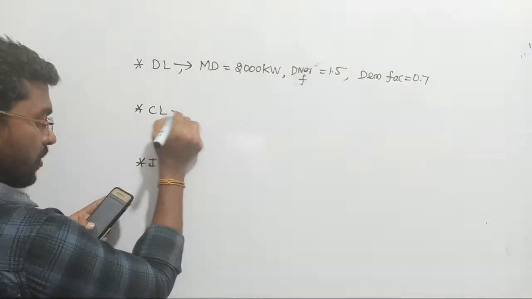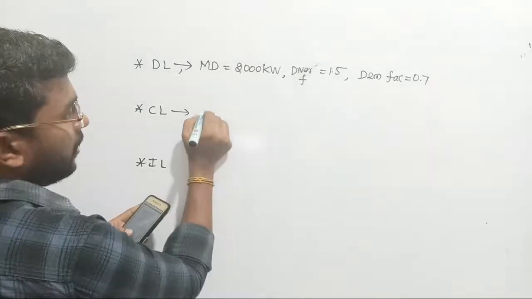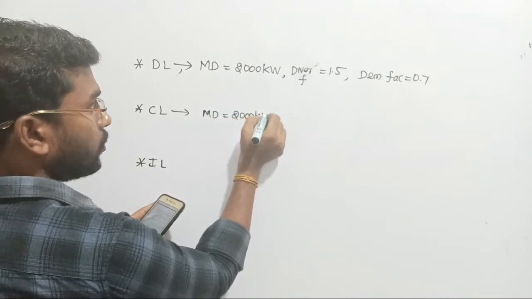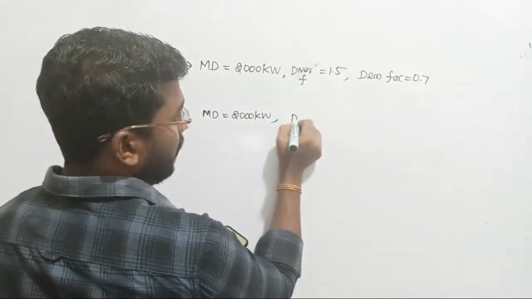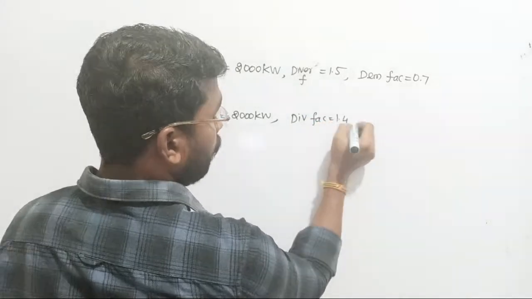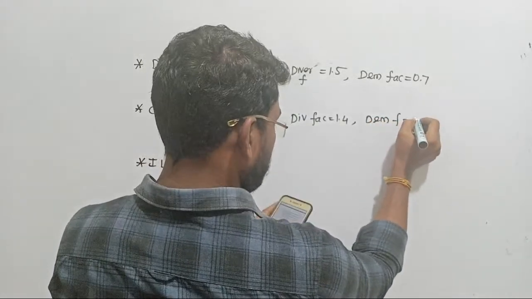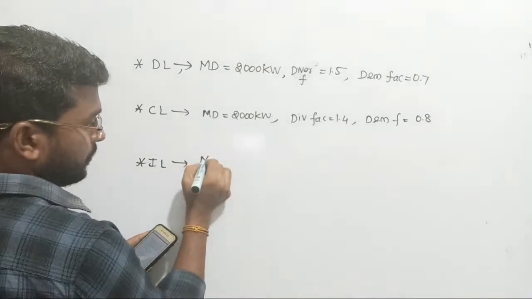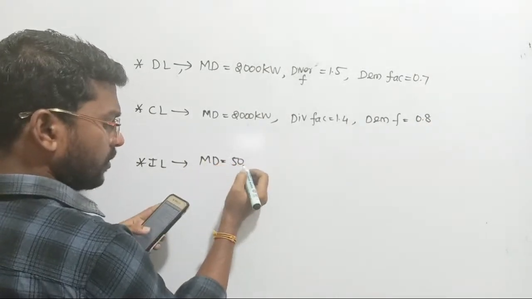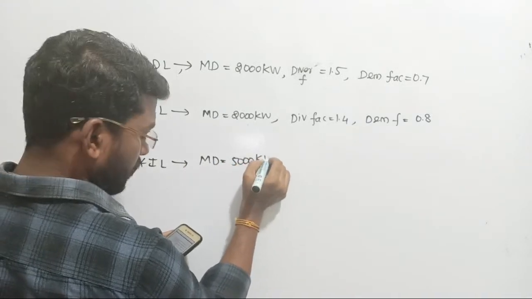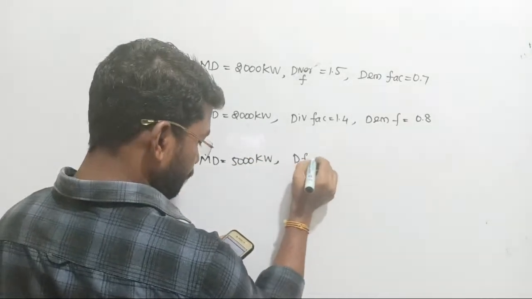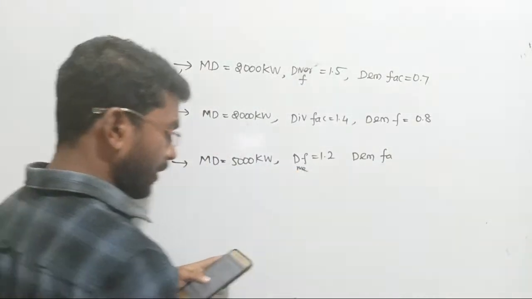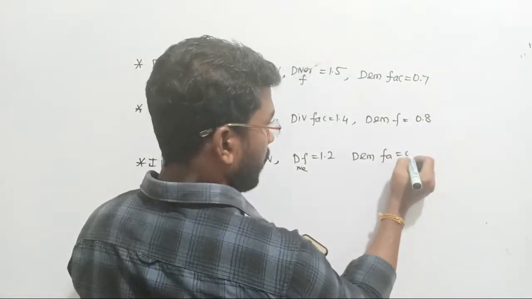Second is the commercial load, right? Again, the maximum demand of the commercial load is also 2000 kilowatt only, comma, diversity factor is 1.4, comma, demand factor is 0.8. Again, there is one more, the industrial load. Its maximum demand is 5000 kilowatt only, right? Comma, diversity factor is 1.2 and demand factor is going to be 0.9.